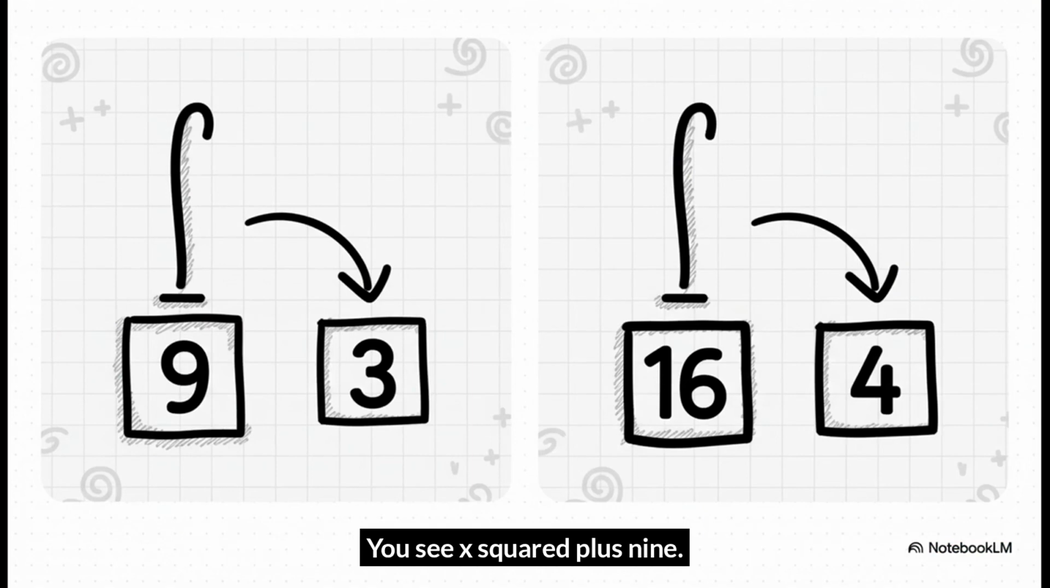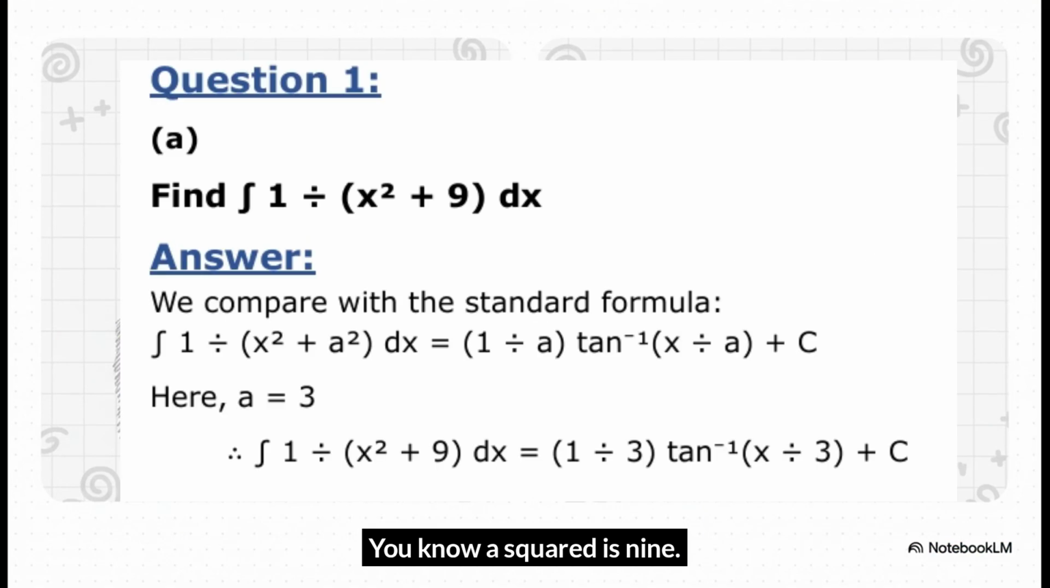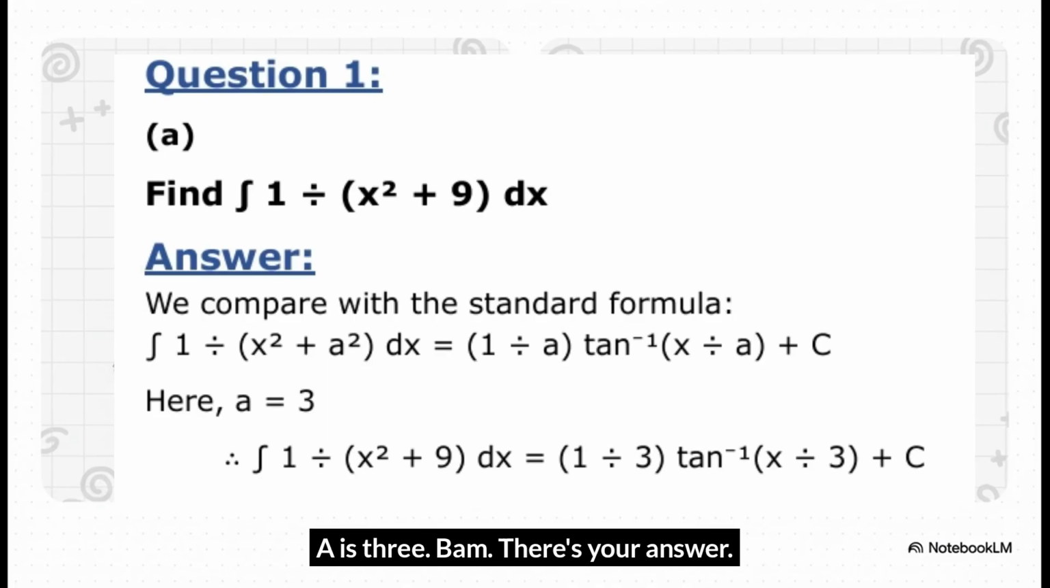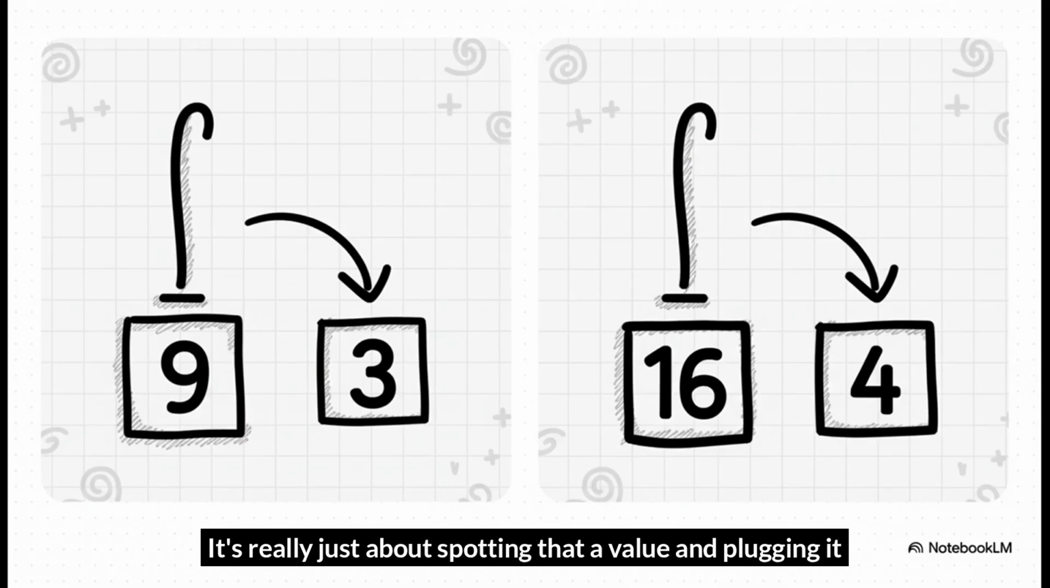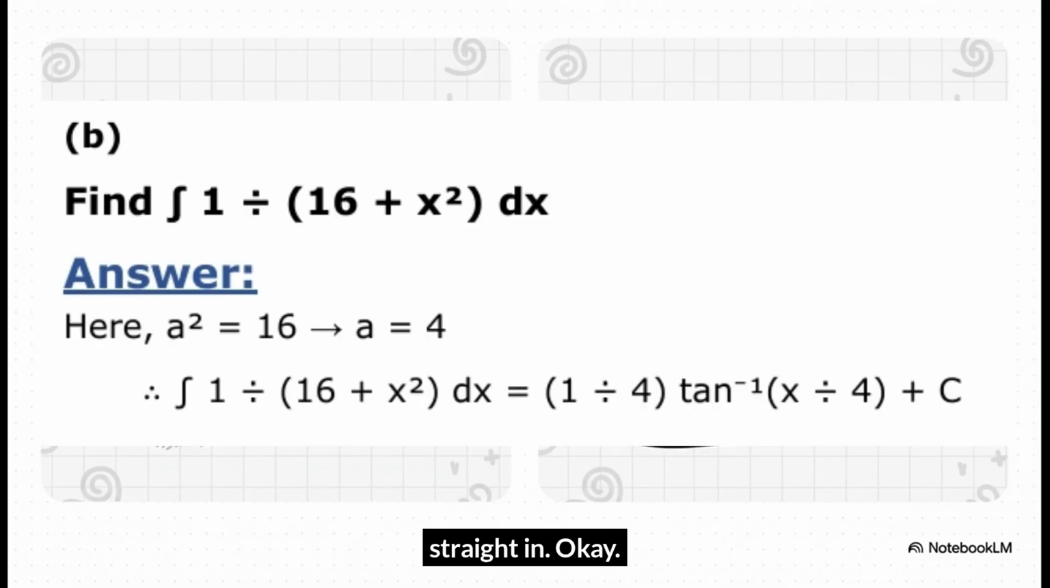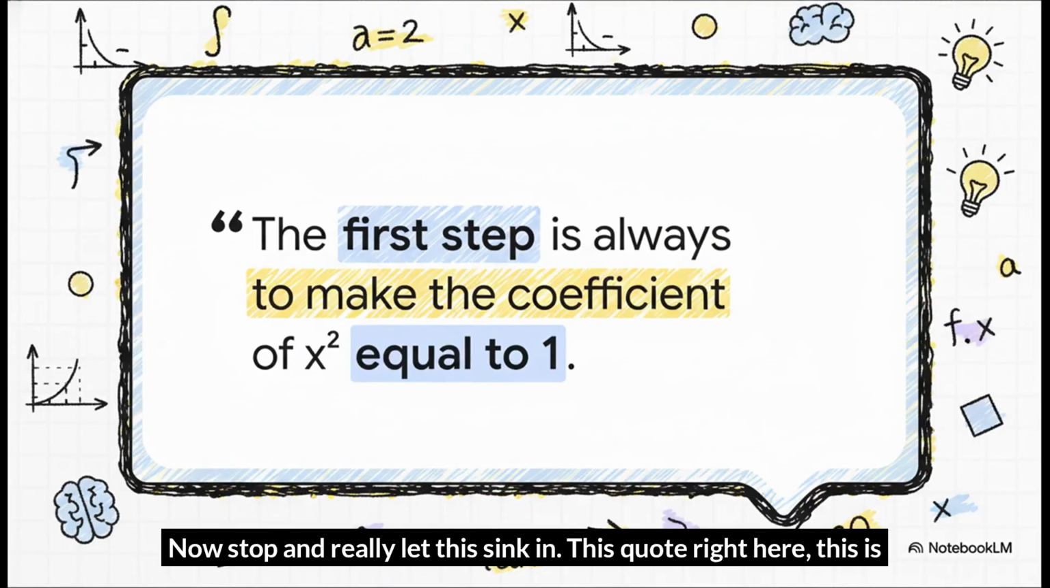You see x squared plus 9, you know a squared is 9, a is 3. Bam, there's your answer. You see 16 plus x squared, a squared is 16, a is 4. It's really just about spotting that a value and plugging it straight in. Okay, now stop and really let this sink in.